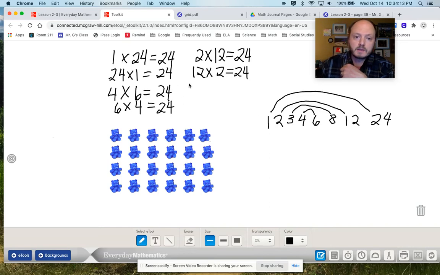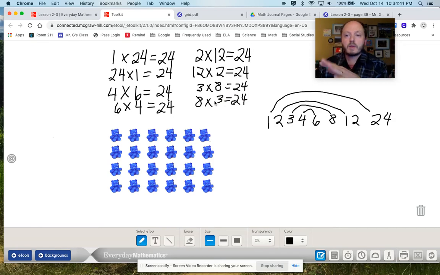So that last factor pair we had was 3 times 8, or 8 times 3. And they are essentially the same pair, right? We can think of them differently because we might say 3 rows of 8 and 8 rows of 3, but they are essentially the same pair, okay?